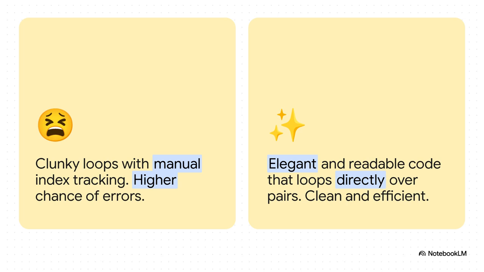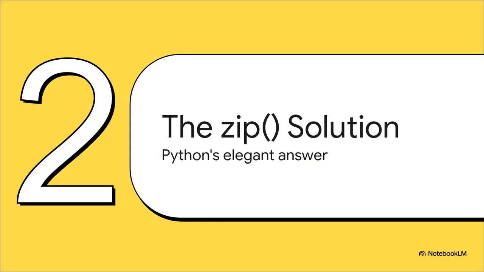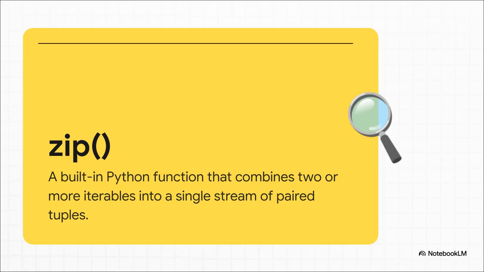So the old way, the before picture on the left, that's all about clunky manual index tracking. Yeah, it works, but it's a headache to read, and it's just asking for bugs. Where we want to be is on the right, writing that elegant, clean code that just flows, looping directly over pairs of data. Much better. And that, my friends, brings us to the solution, the star of the show today, the zip function. Honestly, just think of it like a zipper on your jacket. It takes two separate sides, or in this case, two lists, and just zips them up. It weaves them together perfectly, pairing up the elements one by one into these neat little packages we call tuples.